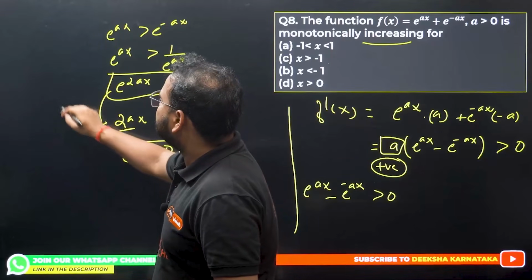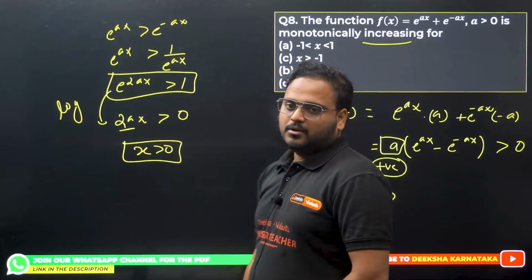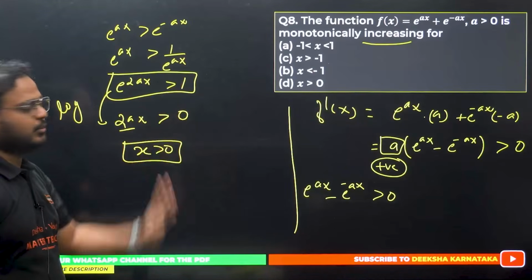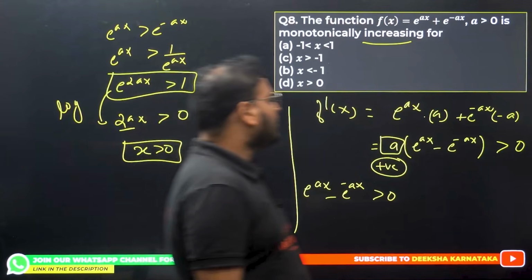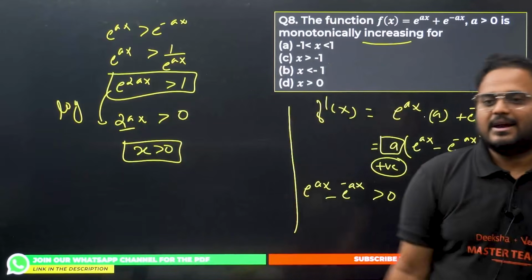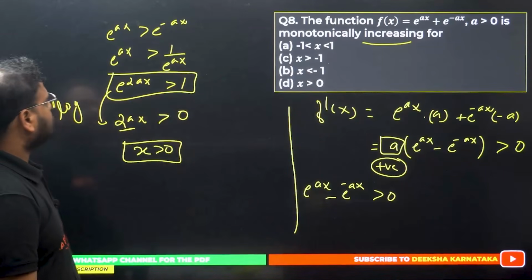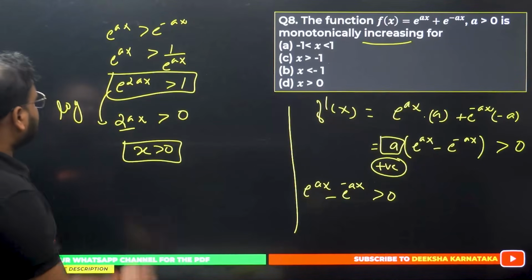How are we getting from here to here? Applying log on both sides. Okay, I get log of e power 2ax as simply 2ax, and log of 1 is 0. Equality remains same. I hope this is clear. Clear, right? Okay, got it. That's it, I think. Please check answer is x more than 0.